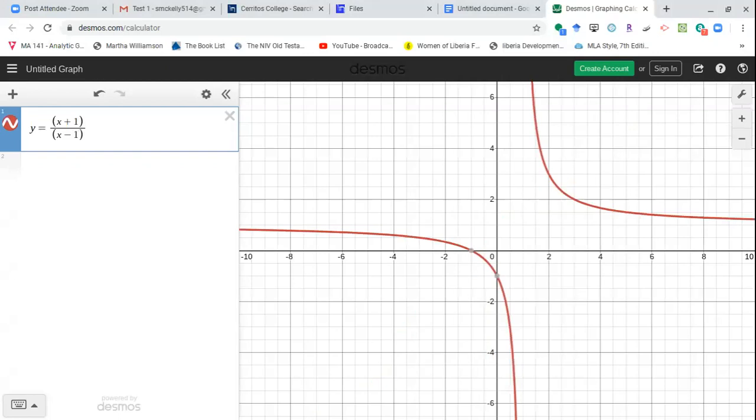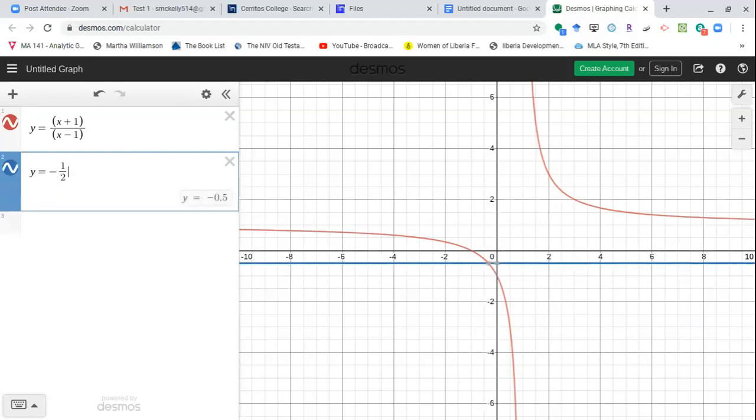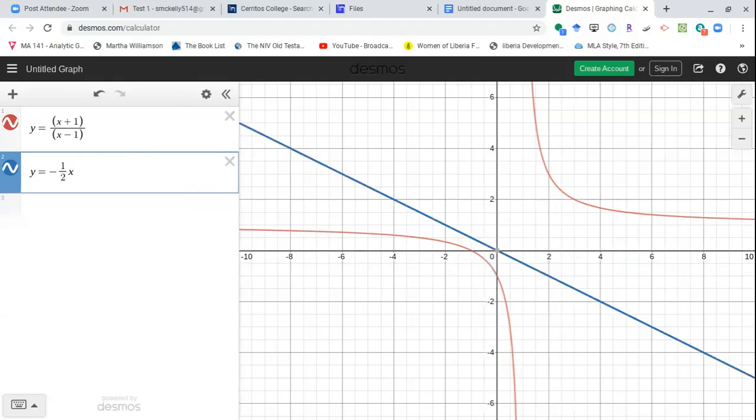There's the graph of what he gave you. That's the original graph. Now, the line that he gave you was negative 1/2 x plus 1. So that's this. y equals negative 1/2 x plus 1.